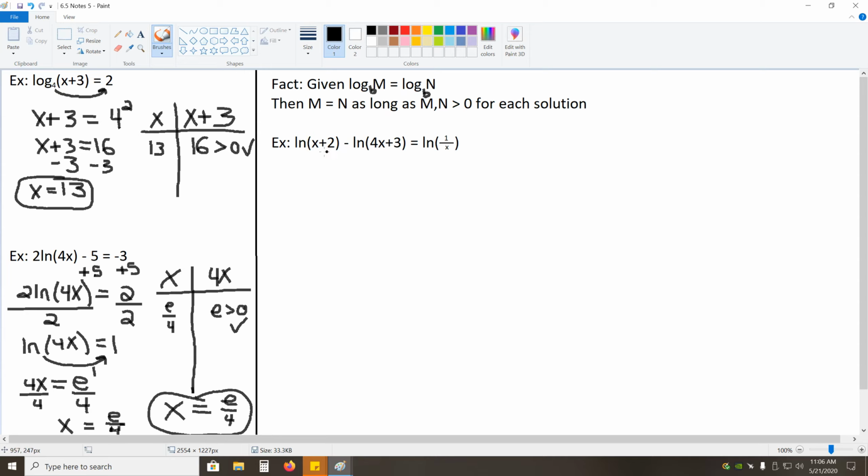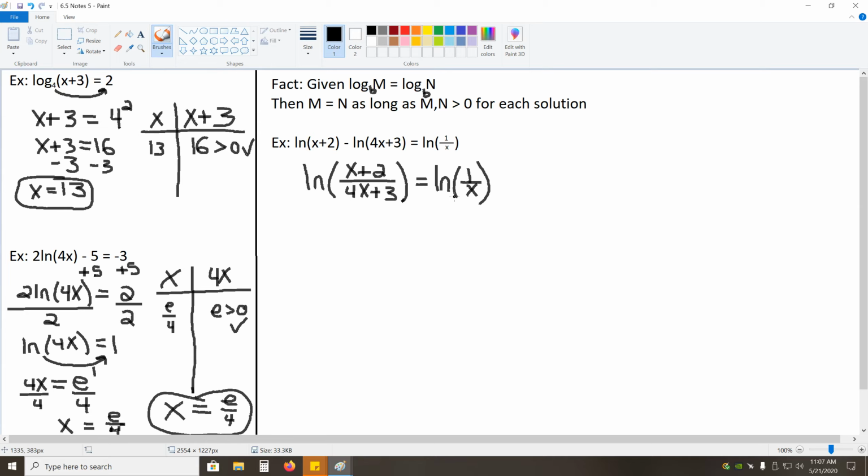Okay, so how can we get these 2 logs to be just 1 log? Well, remember, if we are subtracting 2 logs, then that means we can condense them. Subtraction becomes division inside of one log. So we get the natural log of x plus 2 over 4x plus 3 equals the natural log of 1 over x.